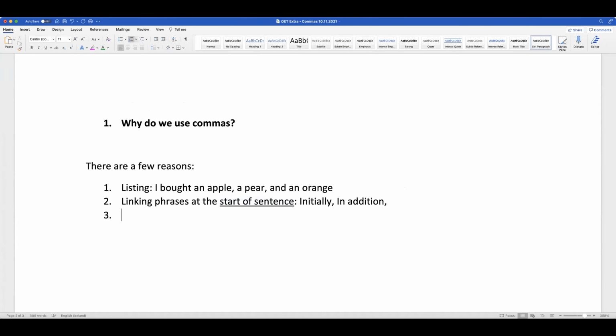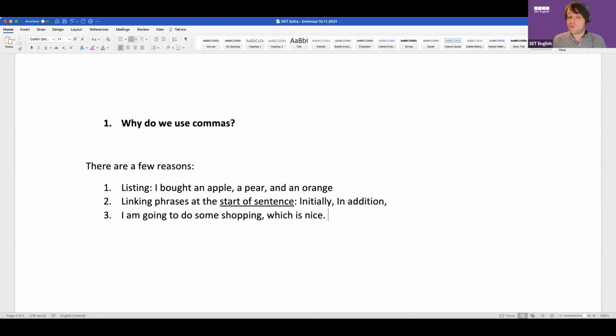For a pause, like we give an idea and then we are going to give another idea. Give me an example, Dunya. I'm going to do some shopping, comma, and I can add another thing, comma, which I can find fruit, let's say, which is nice, right? Because yours is slightly wrong there. But that is a good reason to use a comma.